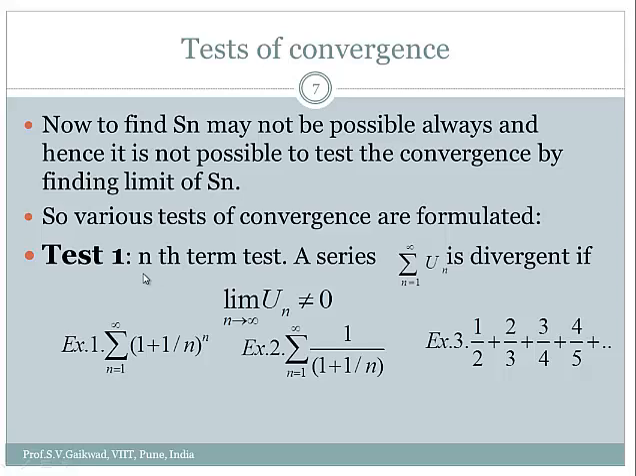The first test is the nth term test. Very simple test to apply. The test says that a series is divergent if limit of un is not equal to 0. If the limit of the nth term is not 0, the series is divergent. Note that if the limit is 0, you cannot decide its convergence.